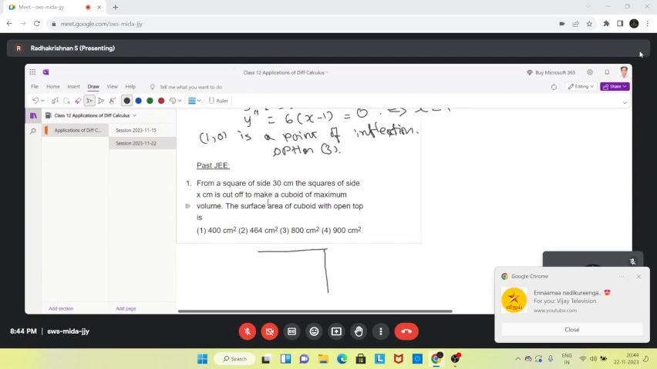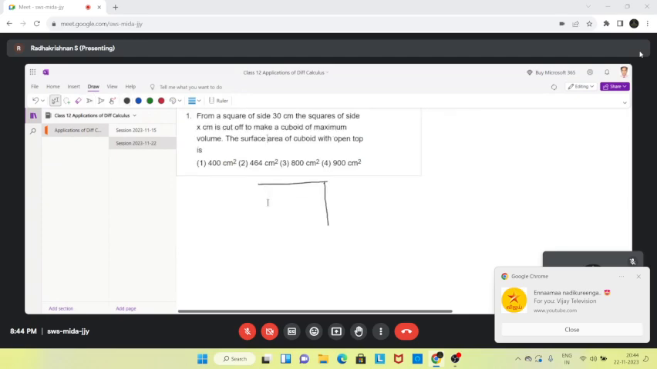We are making a cardboard box. So how do we do it? Okay, so there is a square of side 30 centimeter and squares of x centimeter are cut off, like this.